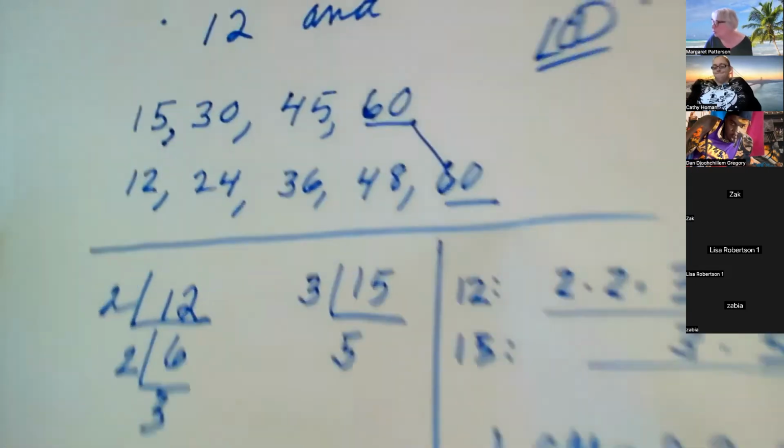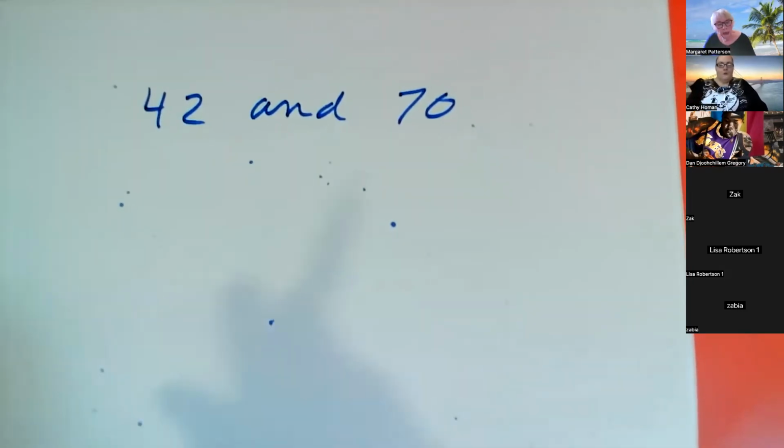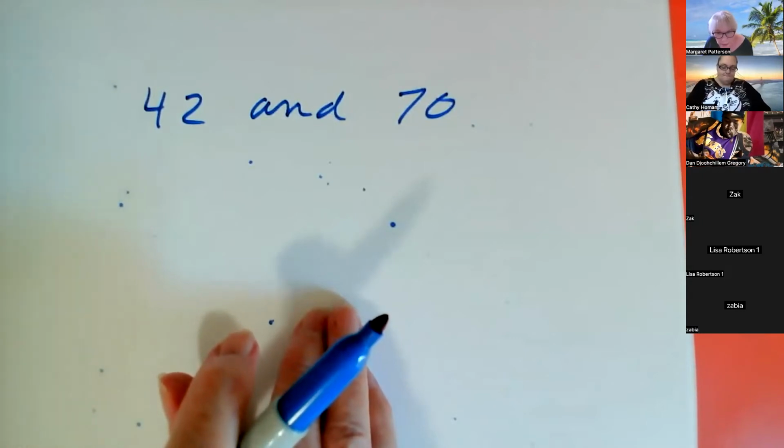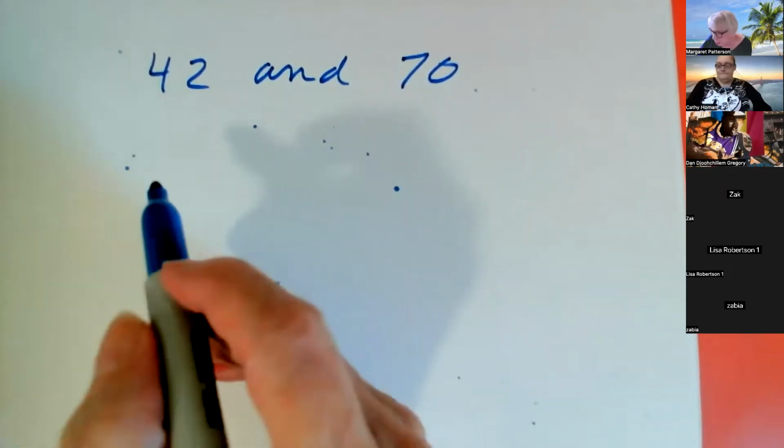Now, do you have to do it every single time? I don't think so, because sometimes it's not that hard. Let me see if I can find some others. 42 and 70. The numbers are bigger, and so I don't think it's obvious. It's not obvious to me. And so what I'm going to do is show you this prime factoring approach.